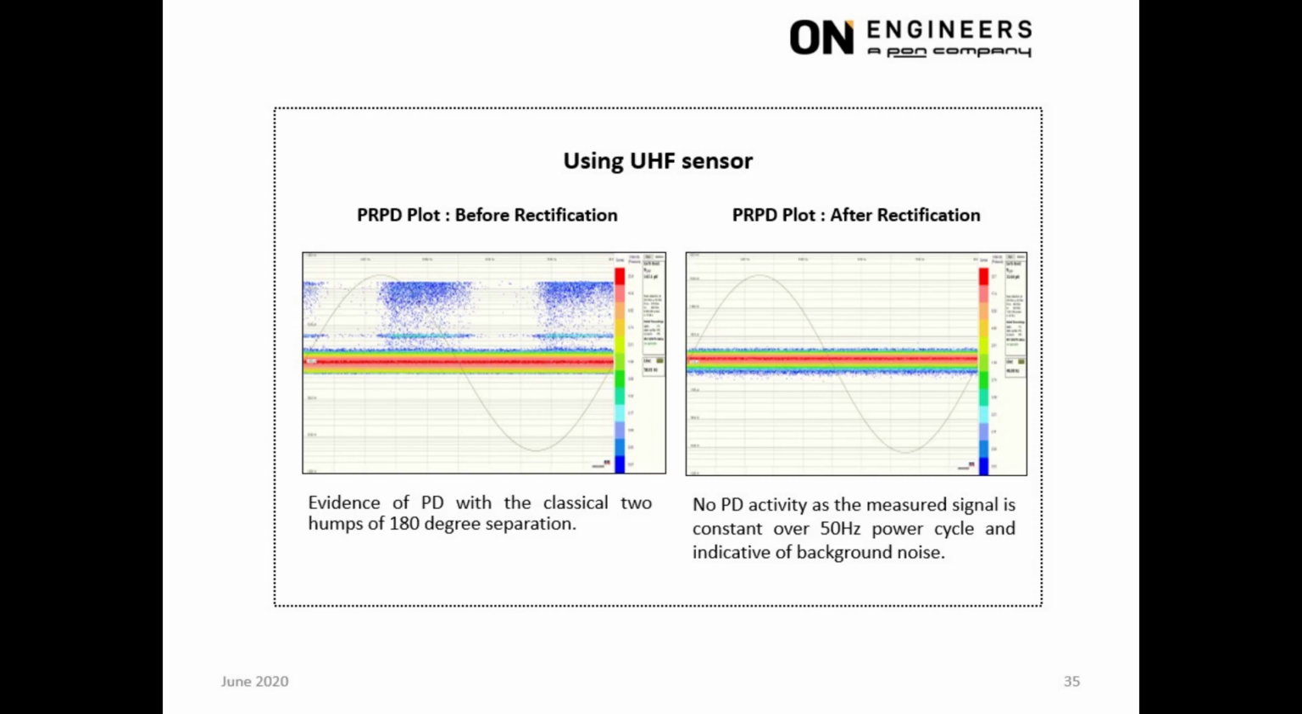In this slide, the PD measurement was from UHF sensors of capacitive type. UHF frequency is from 300 to 3000 MHz. The left box shows PD and evidence from the 2 humps of 180 degree separation across the 50 Hz voltage cycle. The right box is after the rectification work. The measured signal is constant across the 50 Hz voltage cycle. This indicates background noise.